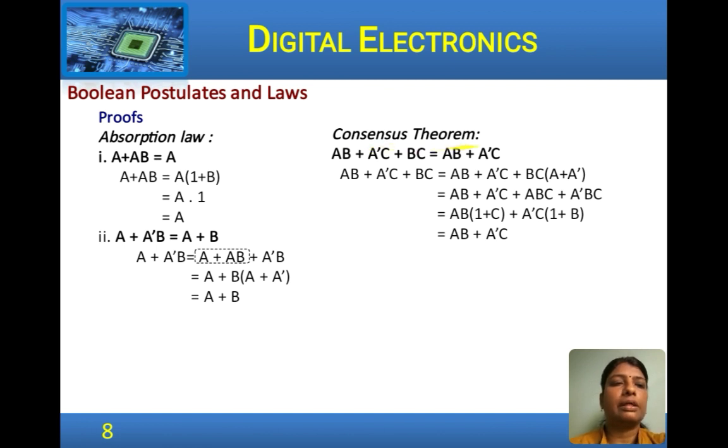Similarly, for the consensus theorem, AB plus A dash C plus BC, include another term A plus A dash, which is equal to 1, which can be included with BC. Now rearrange the terms, expanded by the distributive law first. So AB plus A dash C plus ABC plus A dash BC. Then rearrange the terms. From the first and the third term, take AB common, it is AB into (1 plus C). From the second and the fourth term, A dash C is common, so it's A dash C into (1 plus B). And so that is equal to AB plus A dash C.